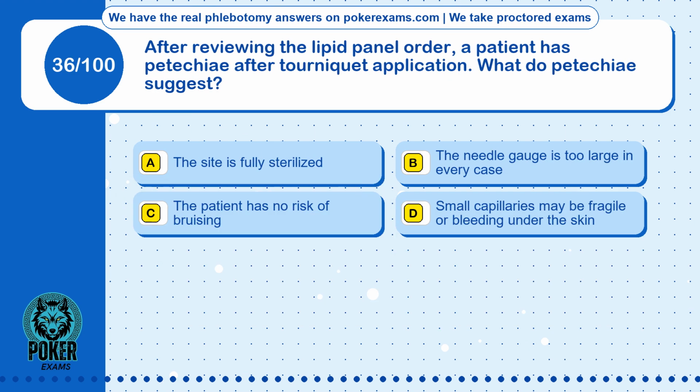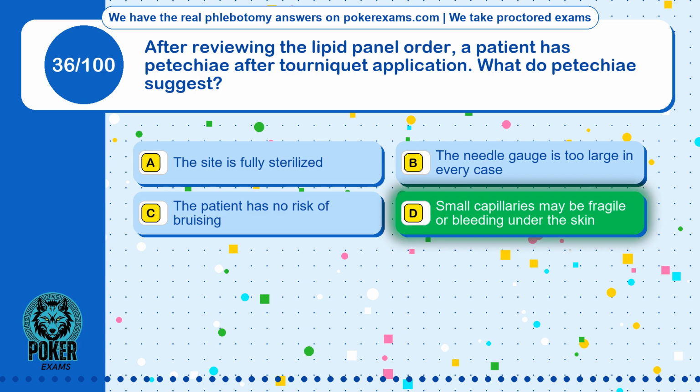Question 36. After reviewing the lipid panel order, a patient has petechiae after tourniquet application. What do petechiae suggest? Option A. The site is fully sterilized. Option B. The needle gauge is too large in every case. Option C. The patient has no risk of bruising. Option D. Small capillaries may be fragile or bleeding under the skin.